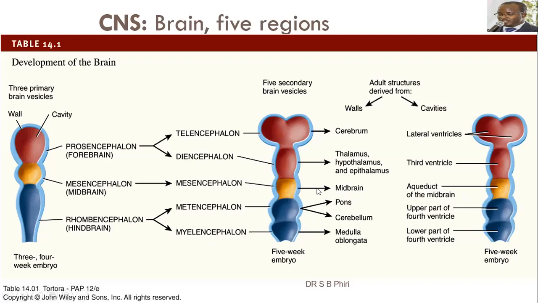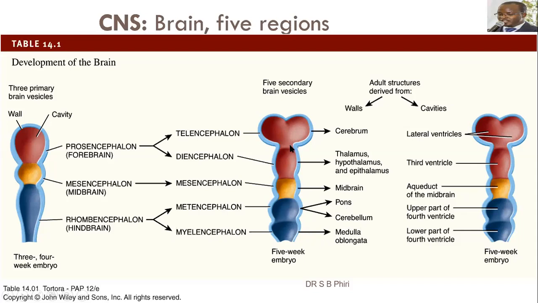Then after the midbrain, you have the rhombencephalon that will divide into the metencephalon and the myelencephalon. The metencephalon forms the pons and the cerebellum. Then the medulla oblongata is derived from the myelencephalon. So these are called the 5 secondary brain vesicles.